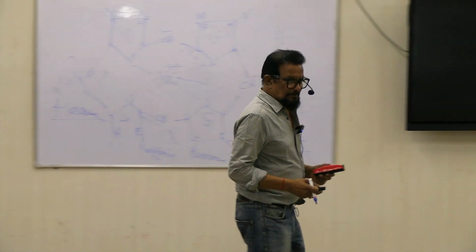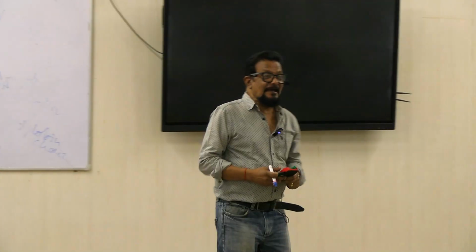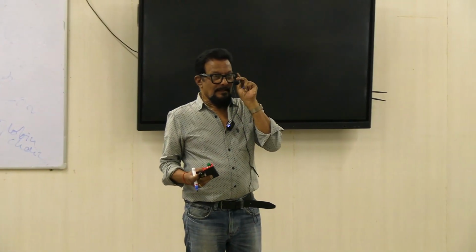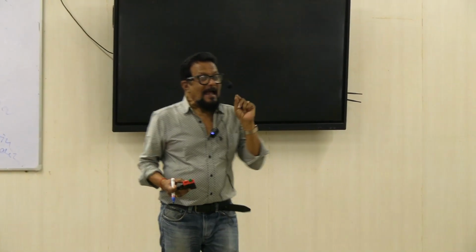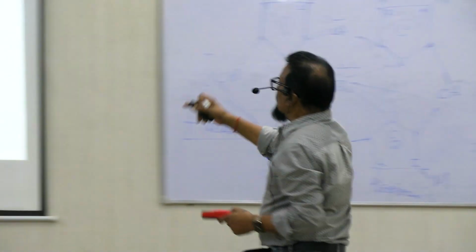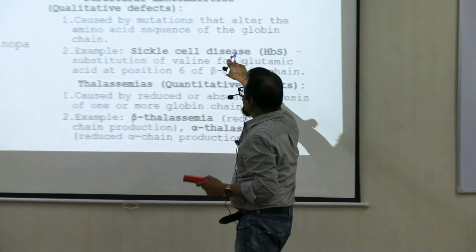Hemoglobinopathy, these are genetic disorders. These are hereditary disorders, hemoglobinopathies. And what type of disorder? In the globin chain, an abnormal globin chain. And they will be termed as hemoglobinopathy. What is there? Structural abnormality. For example, sickle cell anemia.